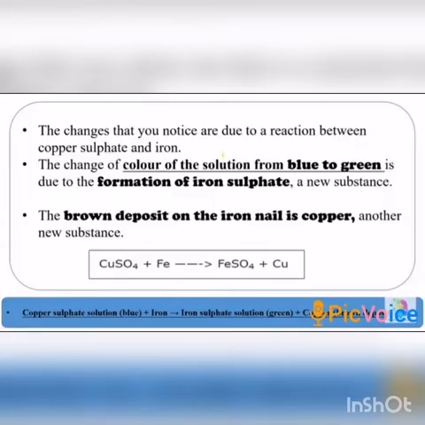What are the changes that take place in that reaction, children? That is dipping of a nail or blade in a copper sulfate solution. What are the changes that take place? There is a change in the color of the copper sulfate solution, and there is a change in the color of the iron nail. Yes. What is the reason for this change? The changes that you notice are due to the reaction between copper sulfate and iron.